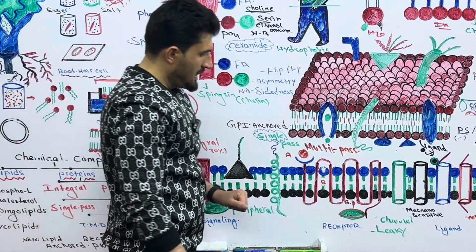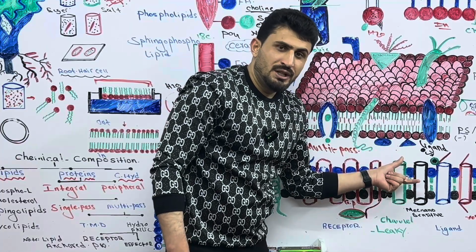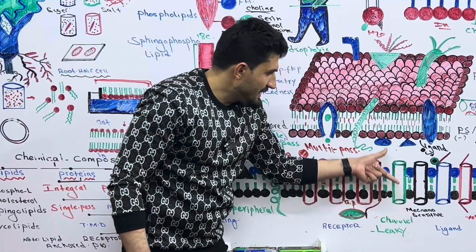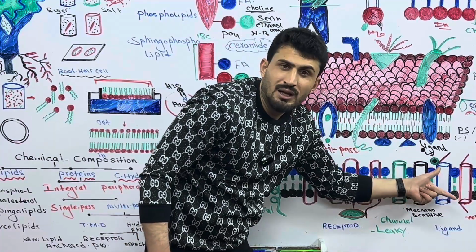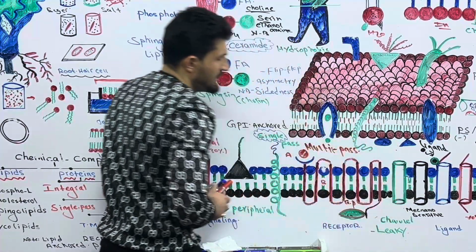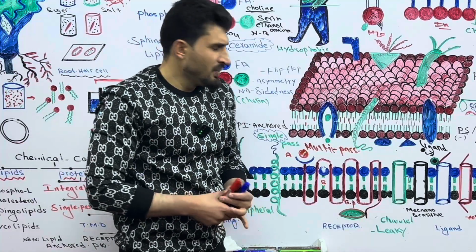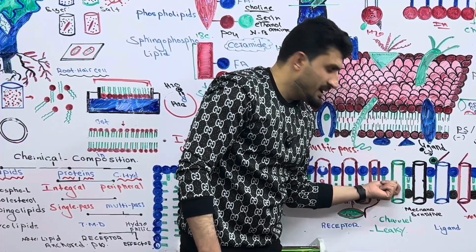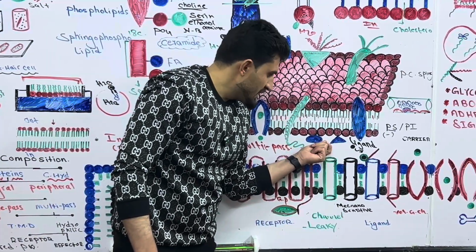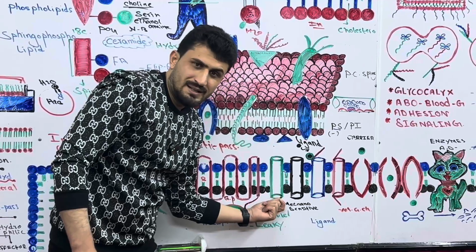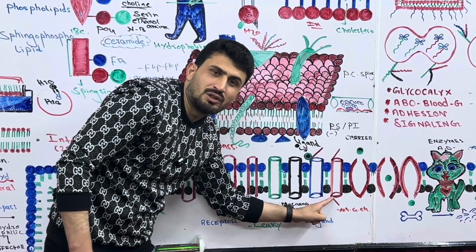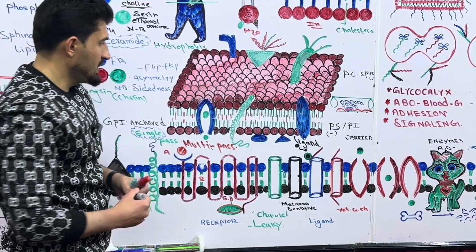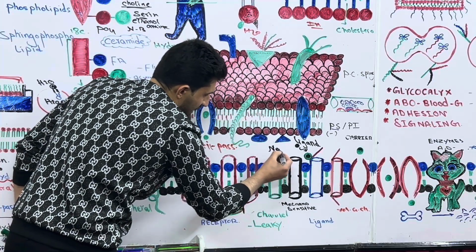For example, we have a type of integral protein which acts as a channel. Okay, and collectively they are called channel proteins. So we have different channel proteins, and their role is to help in transportation of different substances that are not lipid soluble across the membrane, and we will study about it in cell membrane transportation. For example, this is a sodium ion.